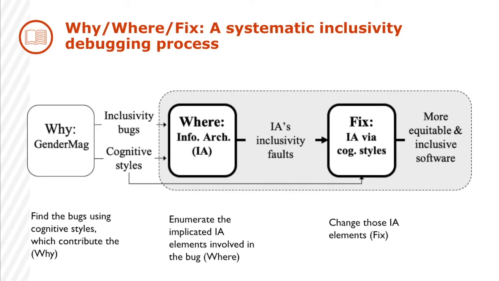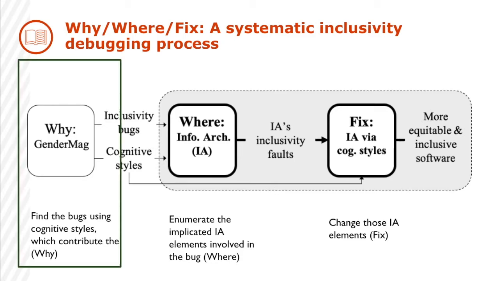To find such inclusivity bugs and their whys, we use GenderMag, an empirically validated method with a dual gender and cognitive focus. GenderMag integrates finding an inclusivity bug with its why because using GenderMag includes identifying cognitive mismatches that pinpoint which users disproportionately run into barriers using a system.